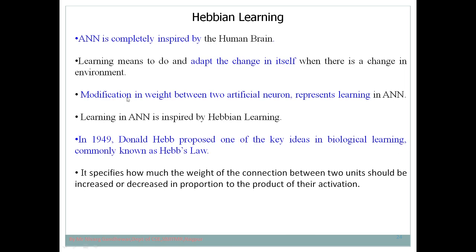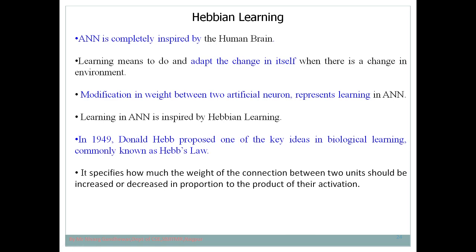In that case, what is it? Modification in a weight. We have seen that in an artificial neural network there is an input layer, a hidden layer, and an output layer, and all the nodes present in the input, hidden and output layers are connected with each other by means of a weight. So what does that weight represent? Weight represents the priority of that input, or the priority of that node in another node. The weight is very important. So modification in the weight between two neurons represents the learning in the artificial neural network.